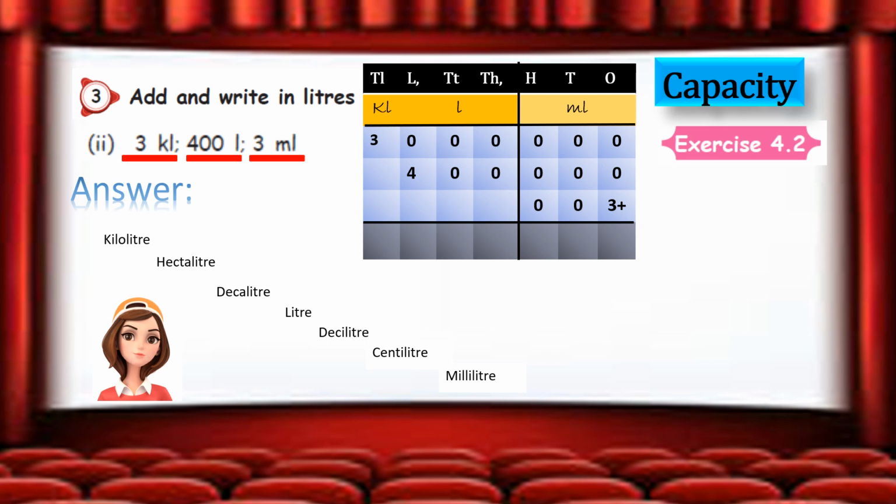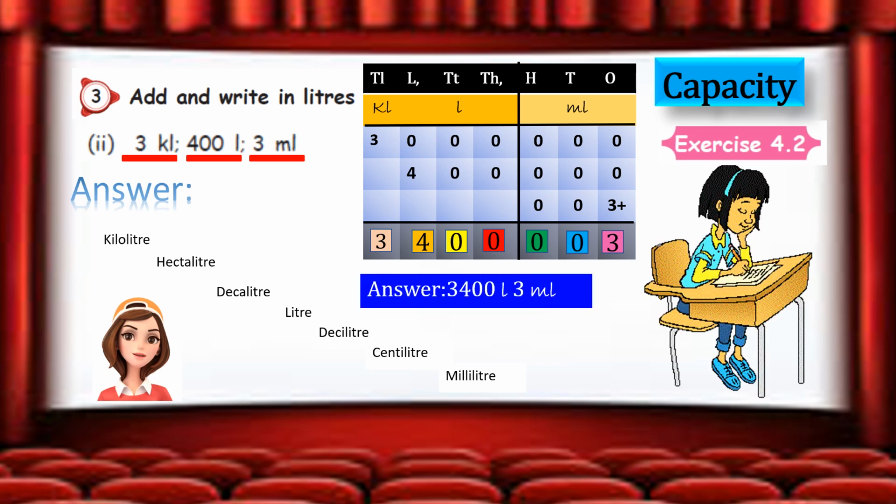Come to the ones place: the answer is 3. Then the tens column 0, the 100 place 0, the thousands column 0, the 10,000 column also 0, but in the lakh column 4, and the 10 lakh column 3. That's it. So this is the answer: 3400 liter and 3 milliliter. Hope you understand.